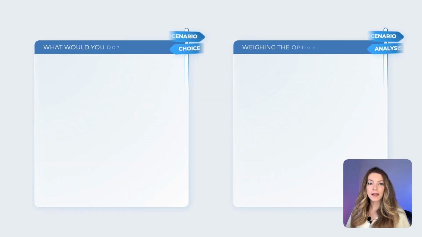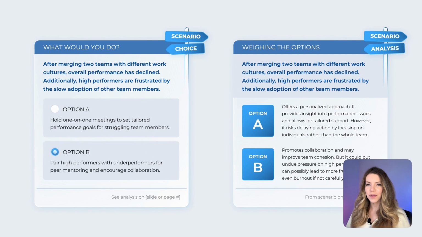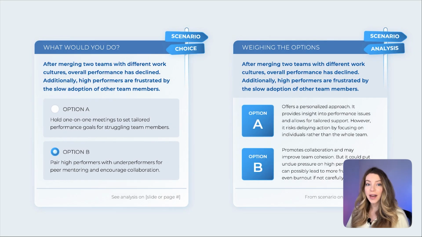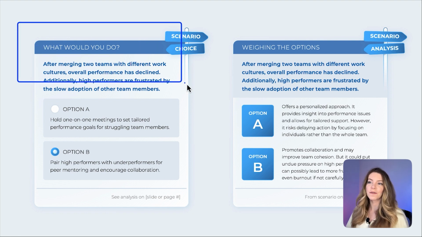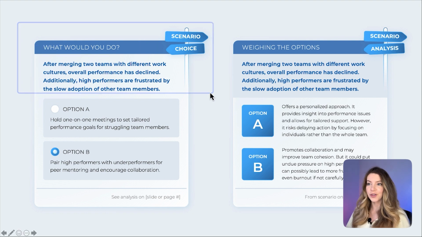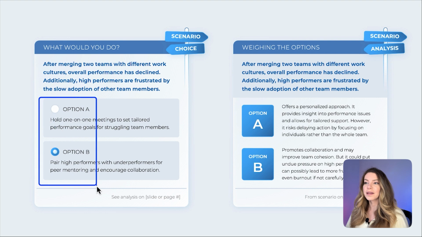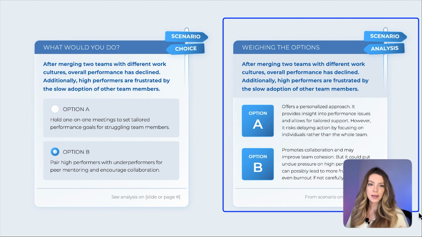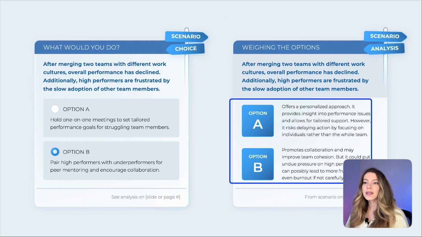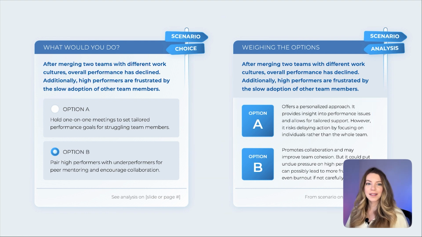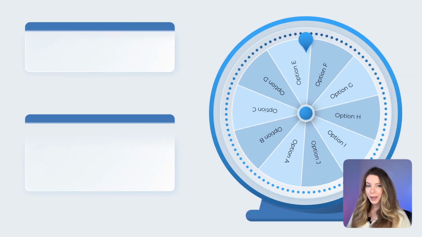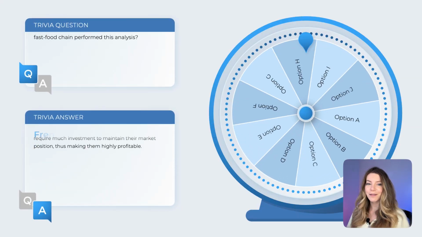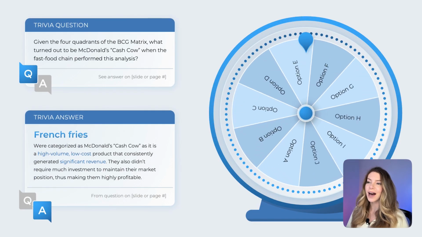Interactive widgets that involve opinions and participation from the audience can help break the dryness of a presentation. For example, this scenario choice widget first poses a decision-making challenge and then presents the audience with these options. And then the scenario analysis widget on the right, ideally placed on a separate slide, shares the reasoning and consequences behind each choice.